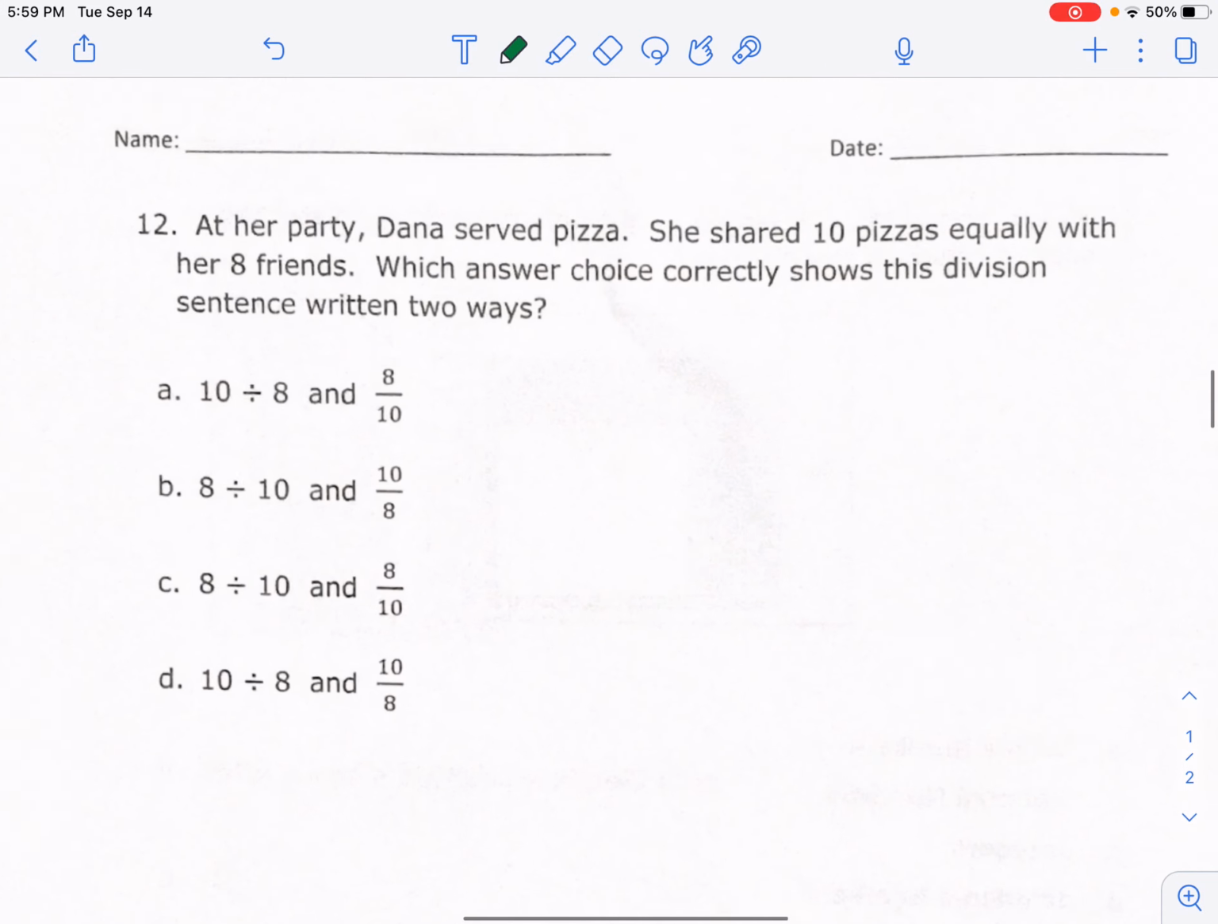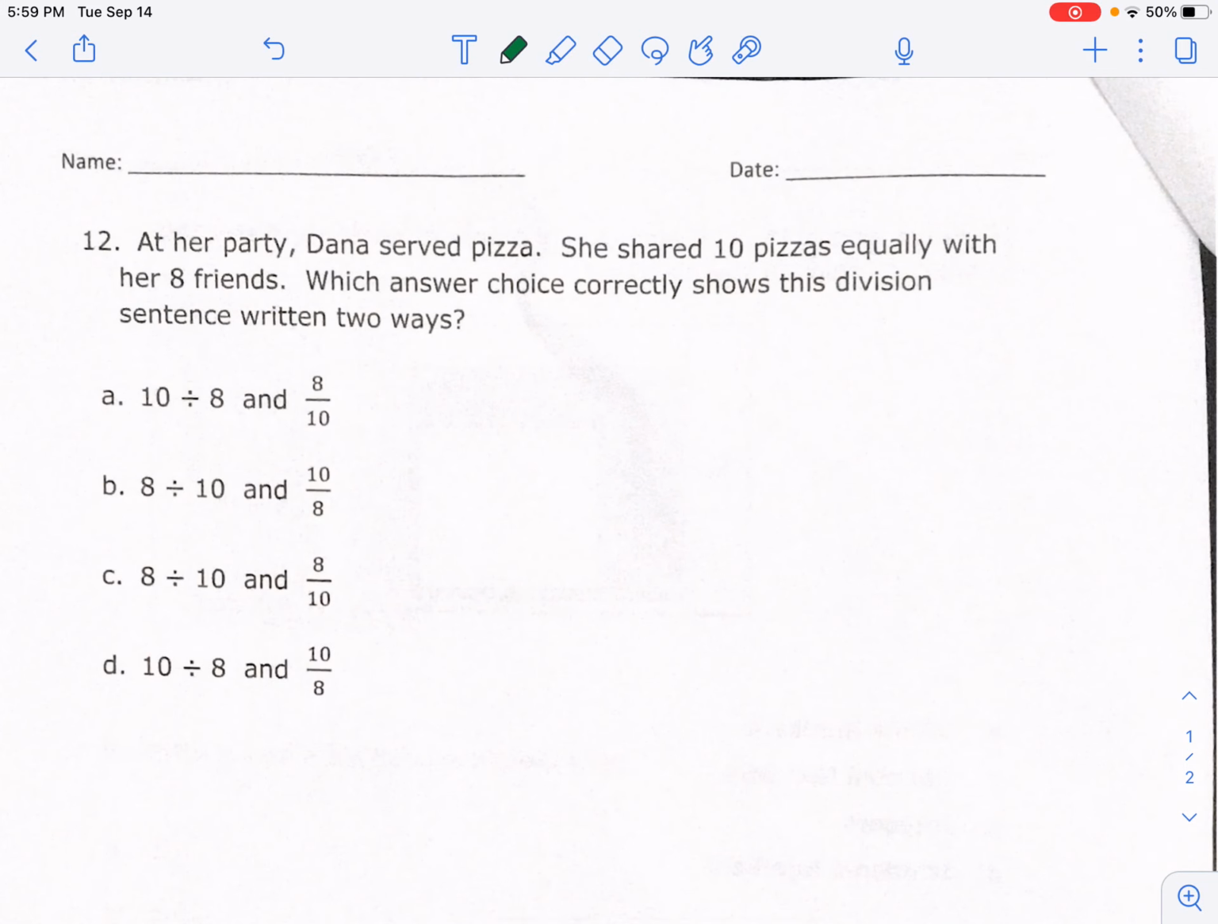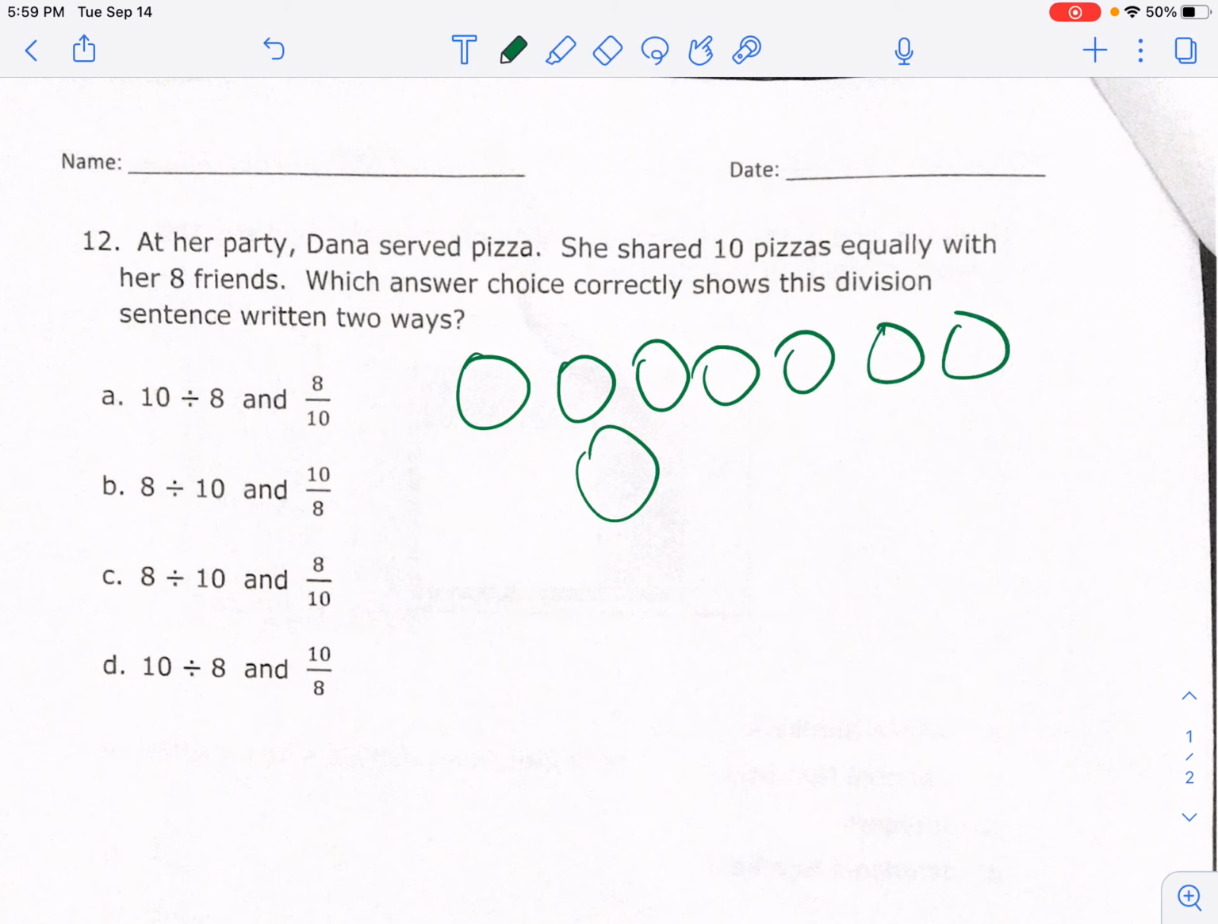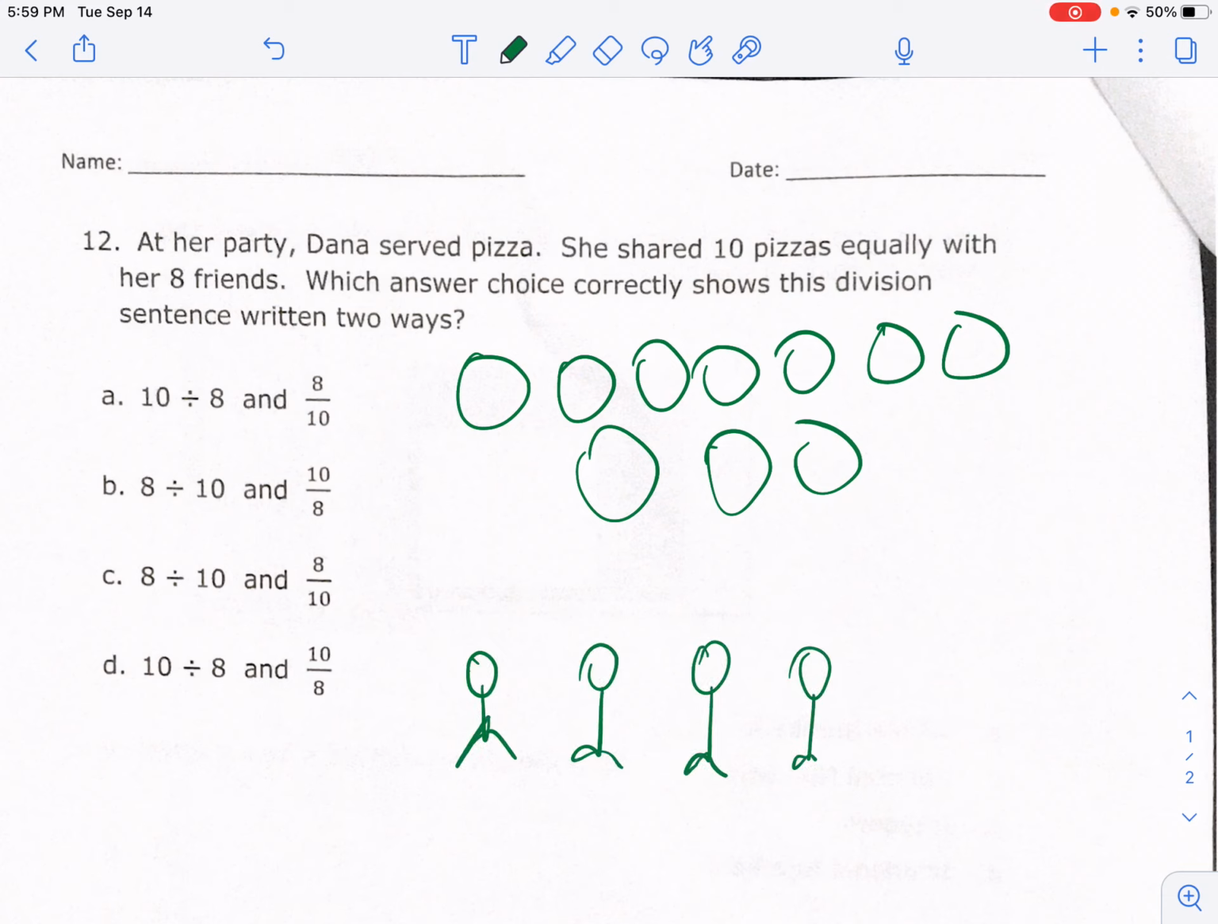Okay, number 12. At her party, Dana served pizza. She shared 10 pizzas equally with her 8 friends. I like to draw a picture. Okay, 1, 2, 3, 4, 5, 6, 7, 8, 9, 10. Doesn't really matter if I draw it perfectly. Whatever. Those are the pizzas. Here are the people. They have arms. I just don't want to draw them. 1, 2, 3, 4, 5, 6, 7, 8.